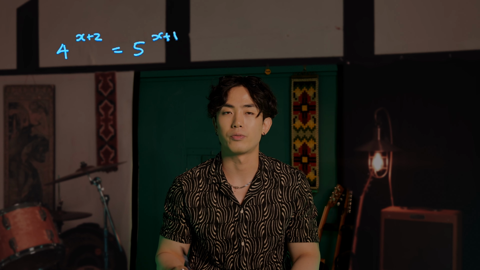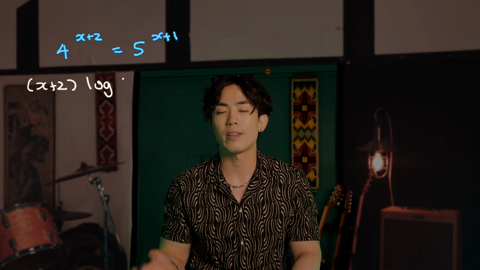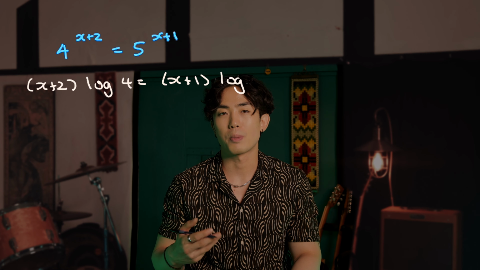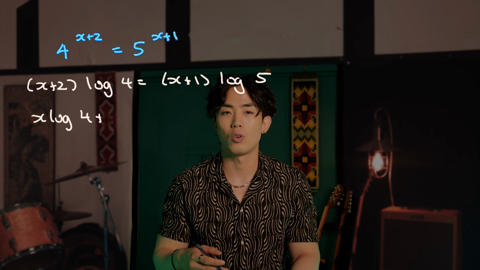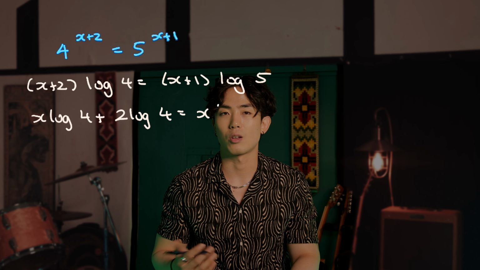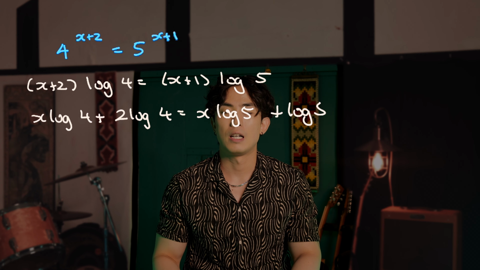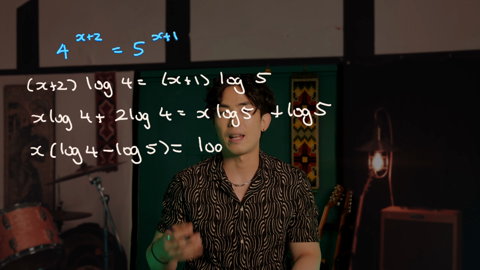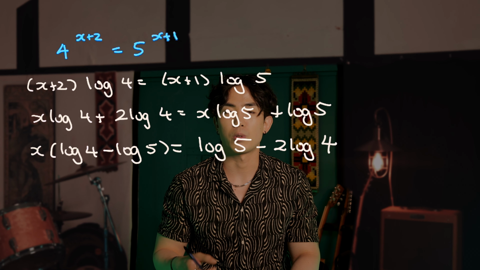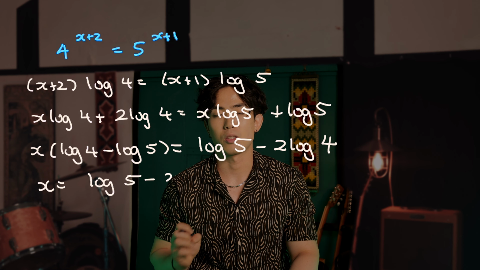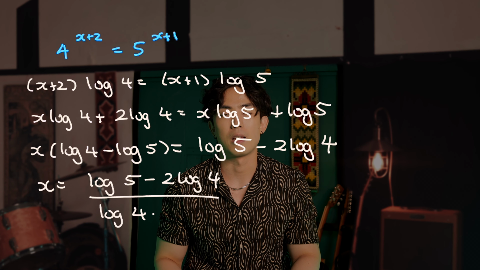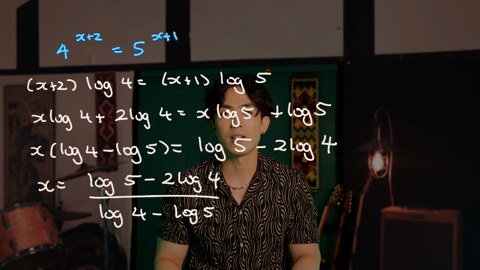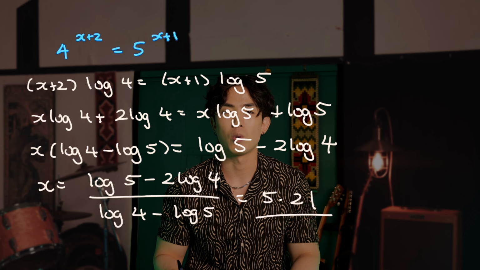So using the power rule first, we'll bring the x plus 2 down and the x plus 1 down. We now multiply out the brackets to get x log 4 plus 2 log 4 is equal to x log 5 plus log 5. Let's bring the x's to one side and the other terms to the other side. Then we can factorize and divide, leaving us with x is equal to log 5 minus 2 log 4 over log 4 minus log 5. If we put that in the calculator, we'll get a value of 5.21.